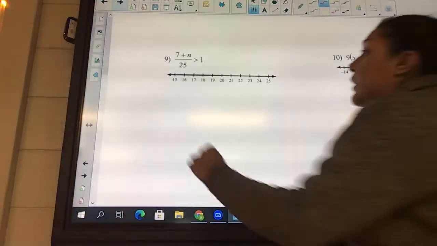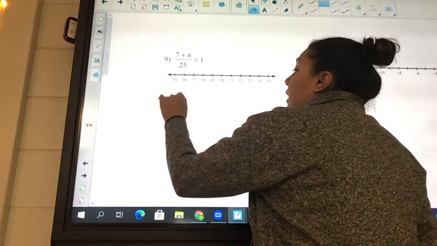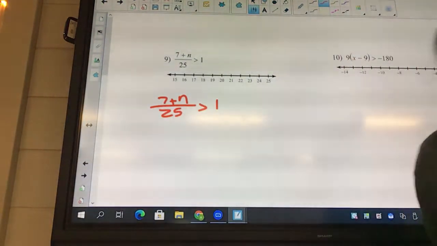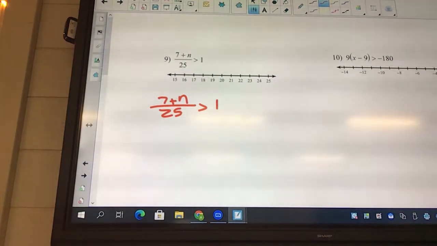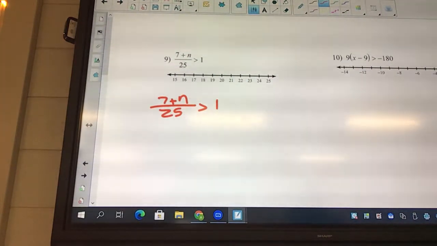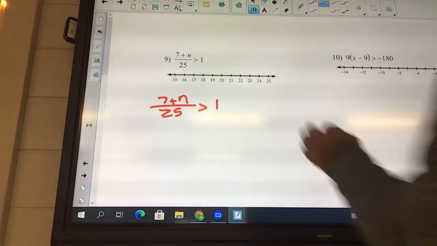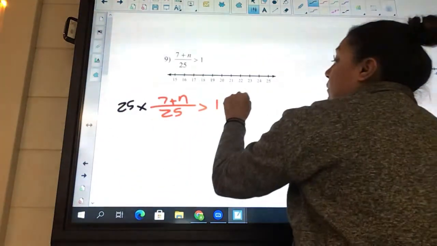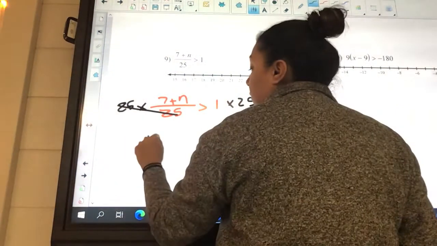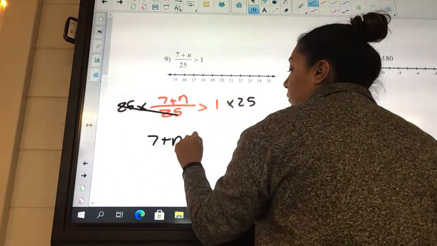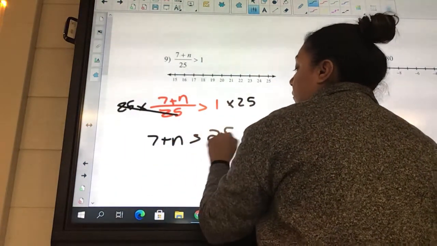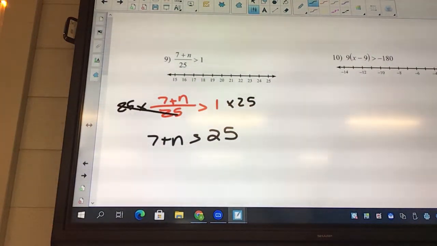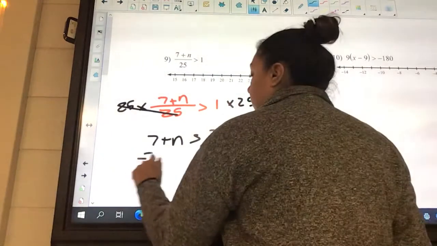Okay, look at 9. We got 7 plus n over 25. What needs to move first? We're going to multiply by 25 on both sides. Okay, and then what? -7 on both sides. Good.